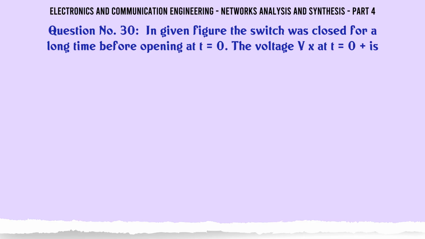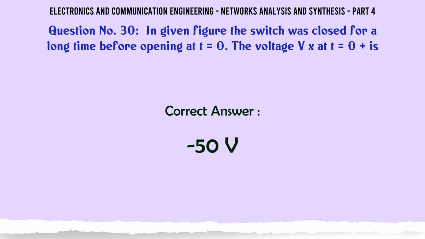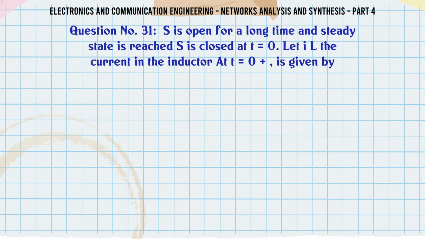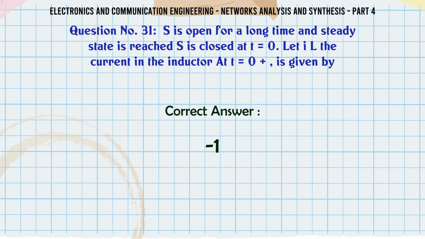In the given figure, the switch was closed for a long time before opening at t=0. The voltage Vx at t=0 is A 25V, B 50V, C -50V, D 0V. The correct answer is 50V. S is open for a long time and steady state is reached. S is closed at t=0. Let IL, the current in the inductor at t=0, be given by A 2, B 1, C 4, D. The correct answer is 1.